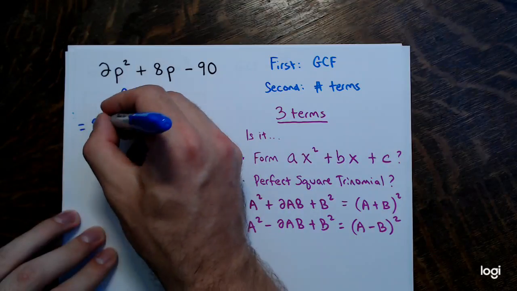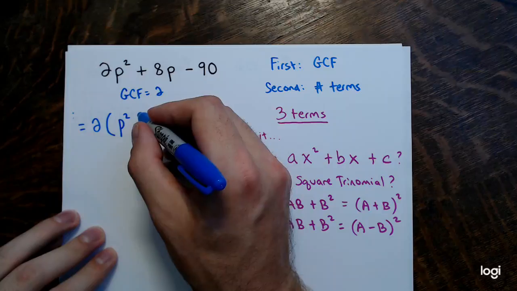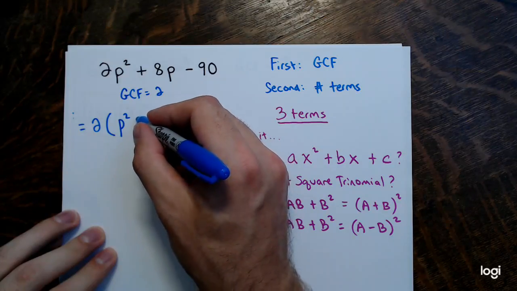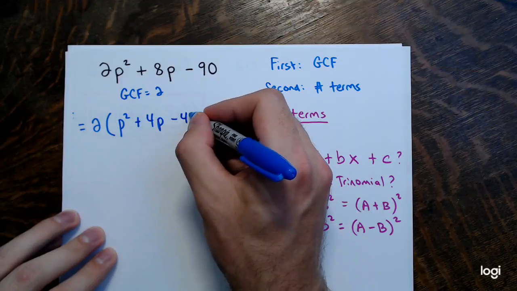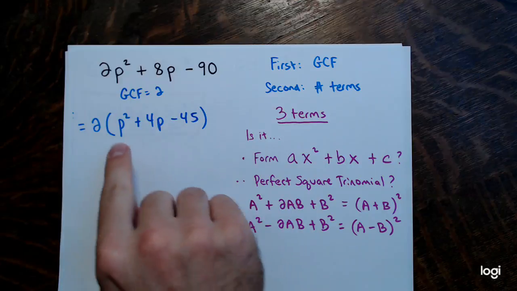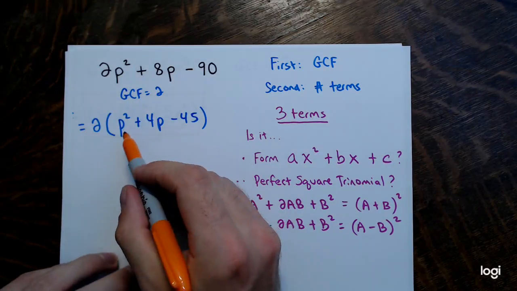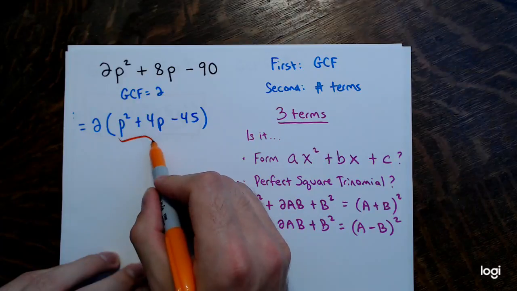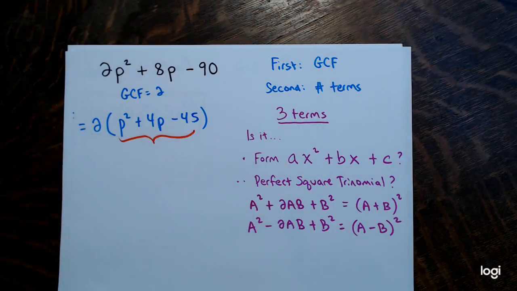So I pull that out first, and then you've got p squared, and then 2 times 4p, plus 8p, and then 2 times negative 45 would be negative 90. So I have 2 times p squared plus 4p minus 45. Pull the GCF out. So great, it's factored, but is it factored completely? Well, no. We have to look at this now. The GCF, leave that on its own, great.